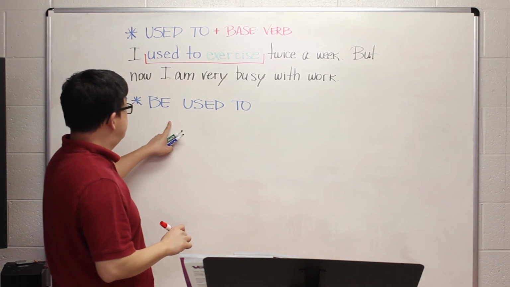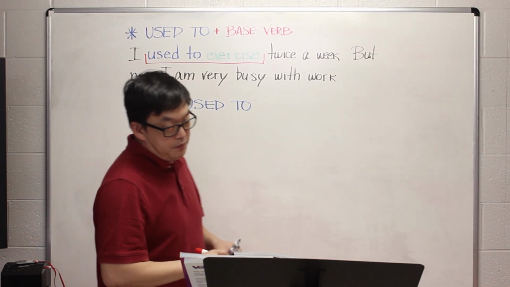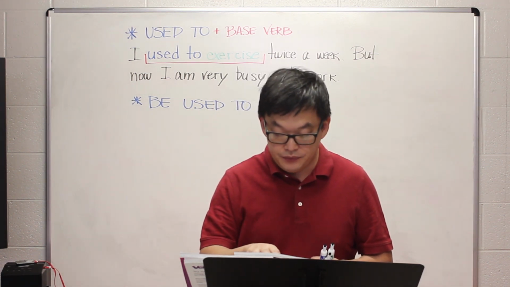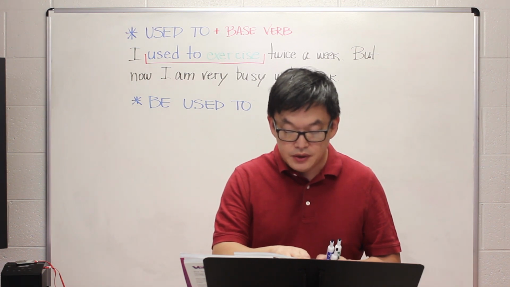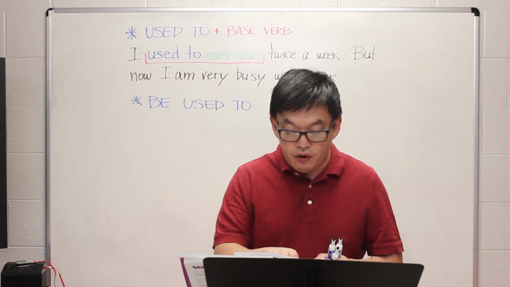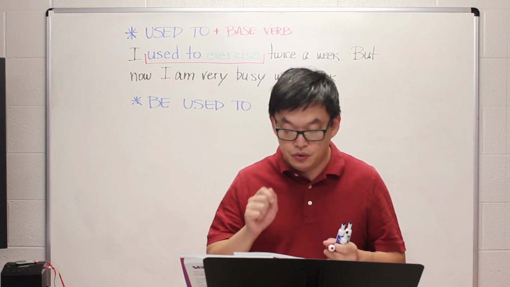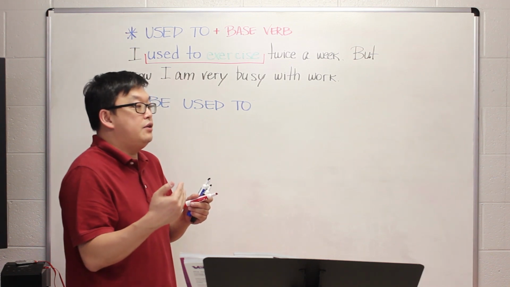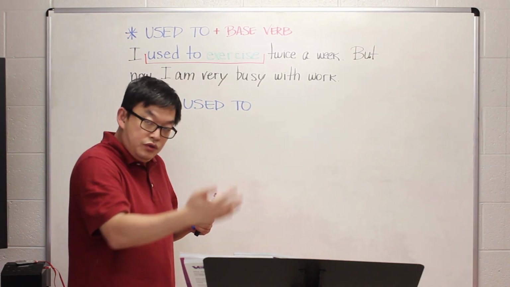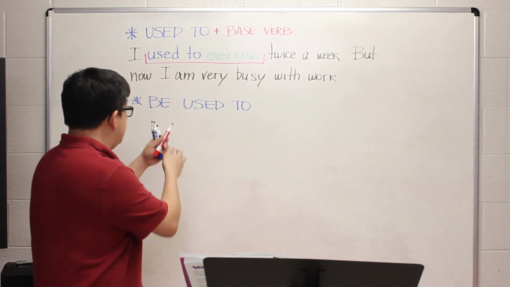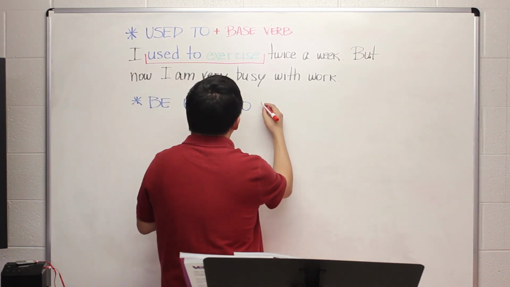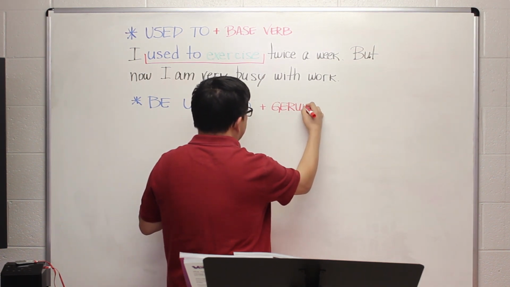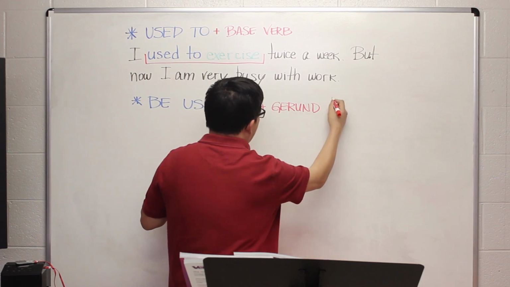How about this one here? This one is a little bit different. Look what it says here in the green box, page 69. Be used to plus gerund or noun for things a person is accustomed to. Okay, things that you are still doing. Things that you are still used to doing. So you're going to use a gerund. What is a gerund? Remember? ing or a noun.